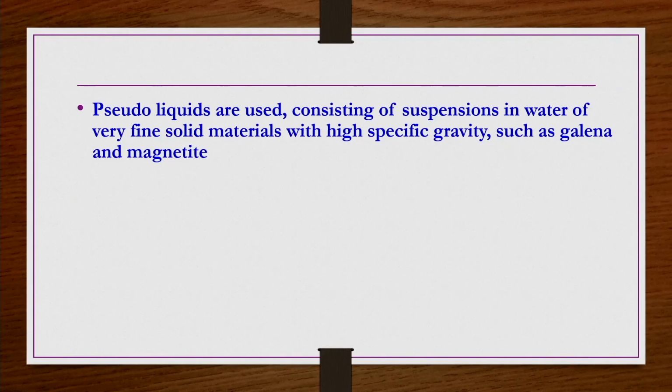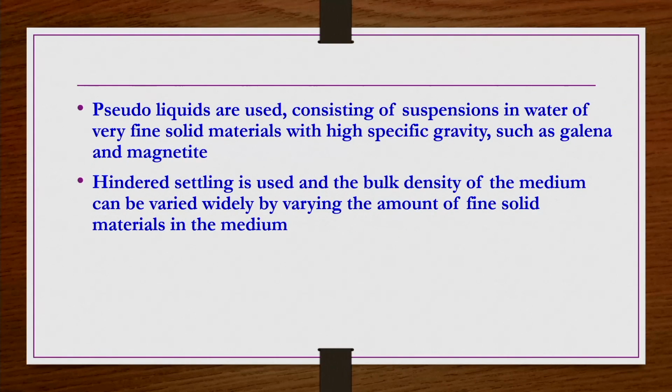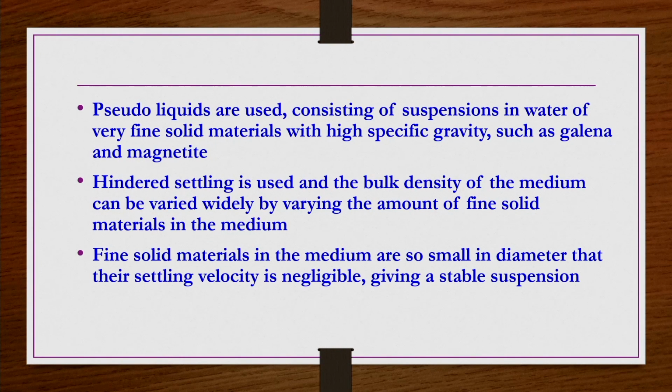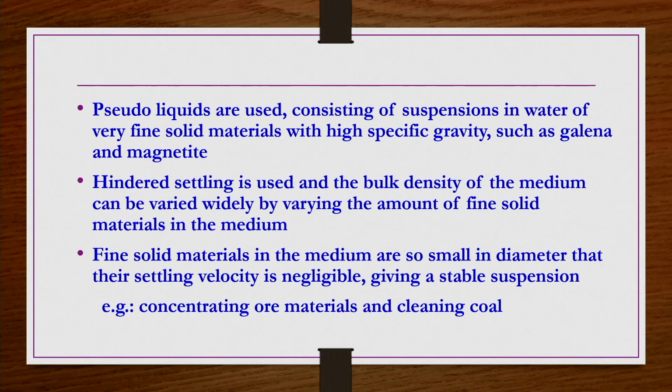Their density would be higher than that of water, because the specific gravity of these materials is very large compared to that of water. So it is possible to have a suspension with a density in between that of the heavier and the lighter material. Hindered settling is used, and the bulk density of the medium can be varied widely by varying the amount of fine solid materials in the medium. These fine solids are so small in diameter that their settling velocity is negligible, giving a stable suspension. Examples are concentrating ore materials or cleaning coal.